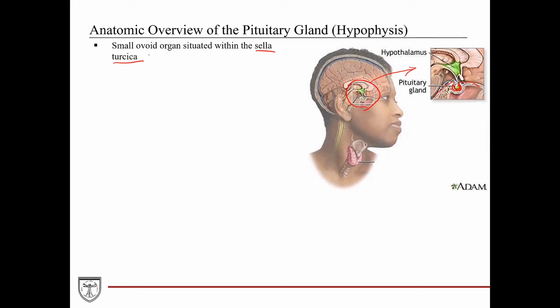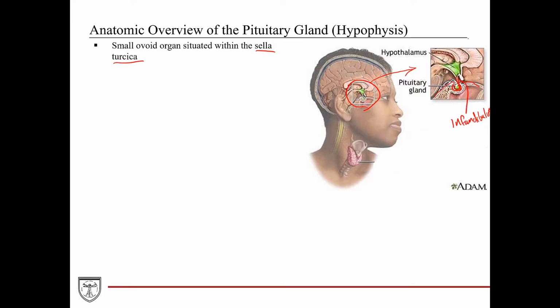It literally translates to a Turkish saddle. So we can see that the pituitary is a pretty stationary structure that is well covered and protected by the bony structure. Physically speaking, the pituitary gland is connected to the hypothalamus by a thin stalk called the infundibulum.